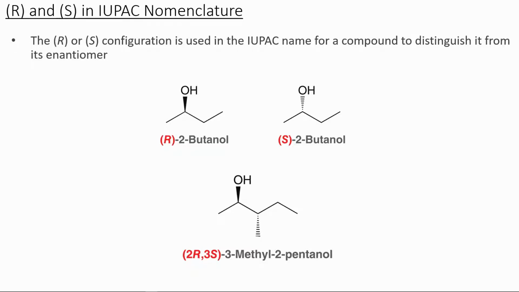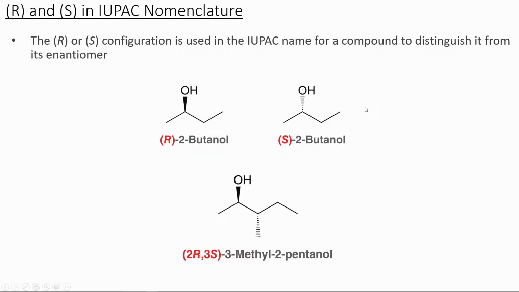And so once we've done this, we can name the molecules. So this molecule is 2-butanol. And if we use the system, we would designate this stereocenter as R. So then our naming convention would be R-2-butanol. Similarly, its enantiomer will have the inverse stereocenter, so it would be S-2-butanol.